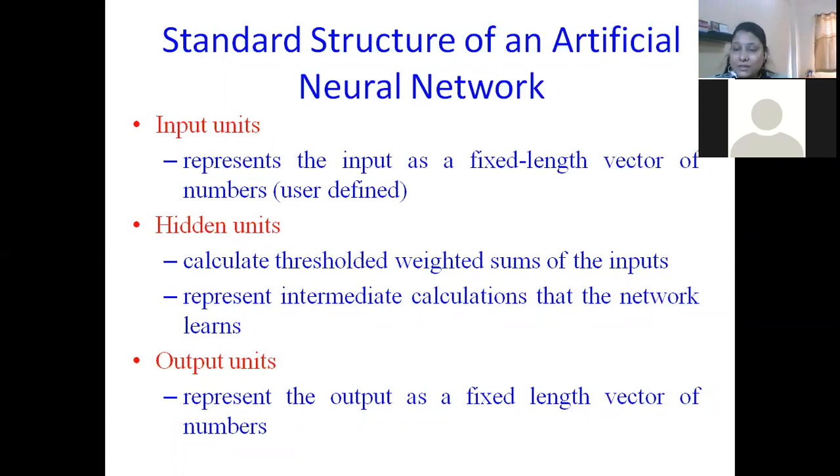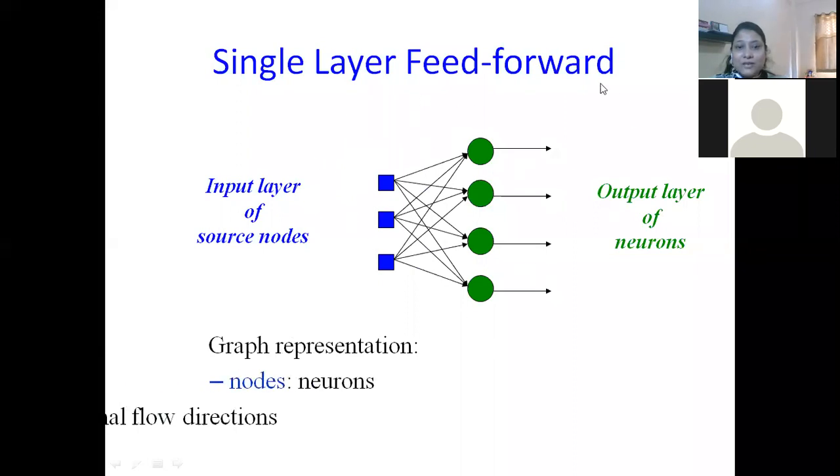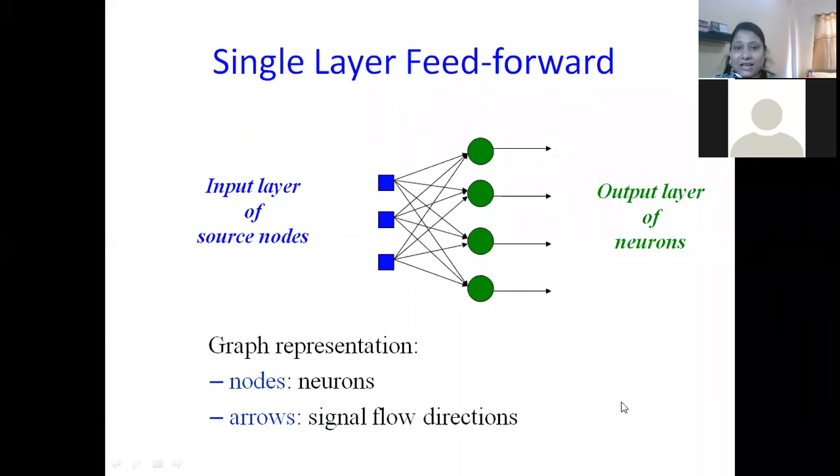You can experience all of this process in the next class. And obviously the output units represent the outputs as a fixed length vector, or numbers, like the input units. Now we have come to the end of today's class, because from the next class we are going to start with this particular slide, a single layer feed forward network, where you can see there is no hidden layer. We have only an input layer and some output layer of neurons. That is why it is called a single layer feed forward network.